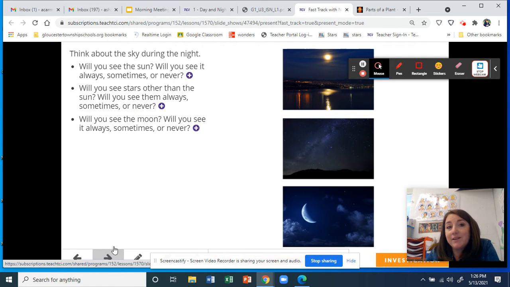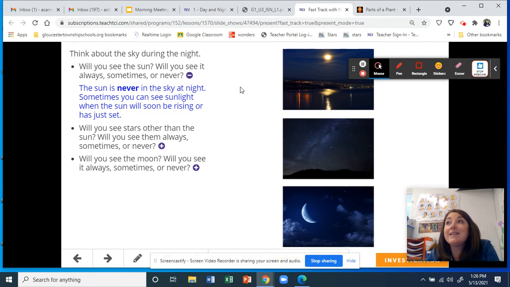Think about the sky during the night. Will you see the sun? Will you see it always, sometimes, or never? The sun is never in the sky at night. Sometimes you can see the sunlight when the sun will soon be rising, or the sun has just set, so look at that.